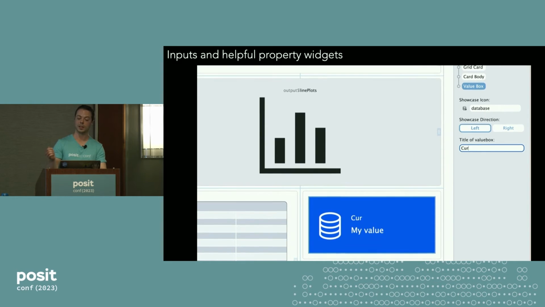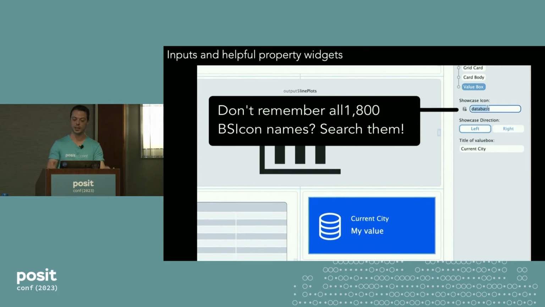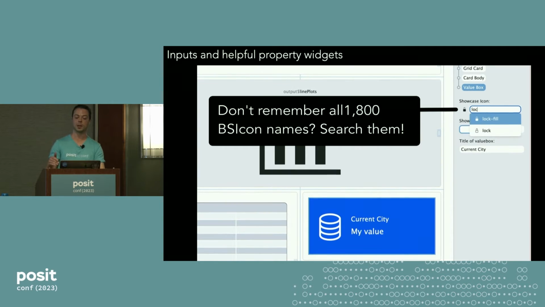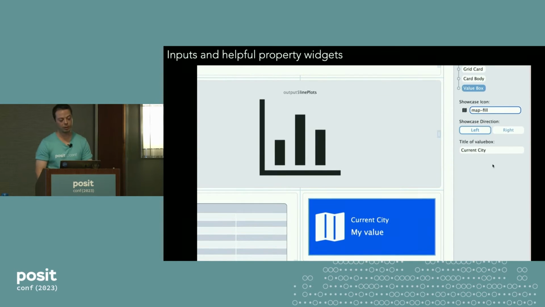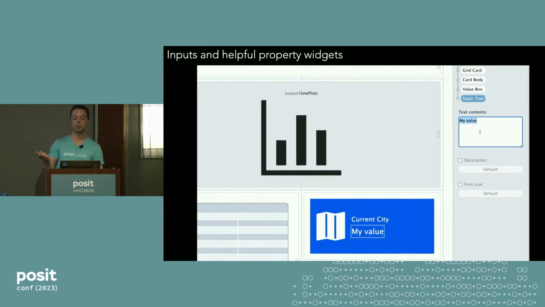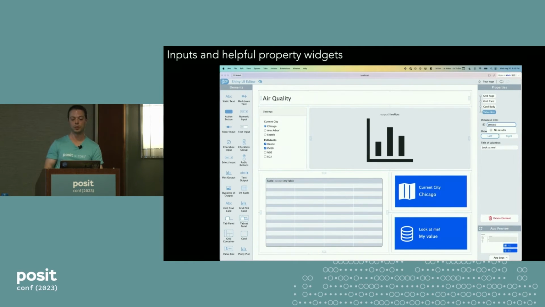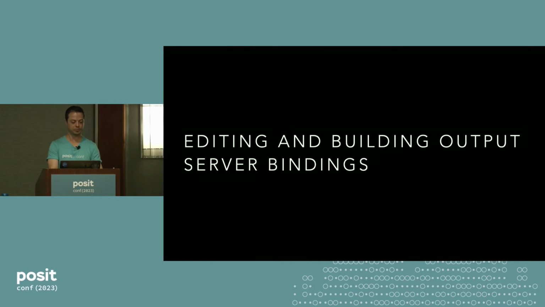Another one that it has for that is in value boxes, where you have this nice little icon. It uses the bsicons package, but there's 1,800 icons in that, and I certainly don't remember all of those. So we have a little input that allows you to search through all of them and see previews of what they look like, which makes your life a lot nicer. And that's something that, even if you're an advanced Shiny user, can be nice. So there's just lots of little things with the UI editor that can make your life easier.